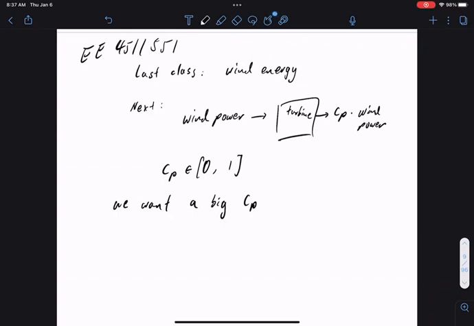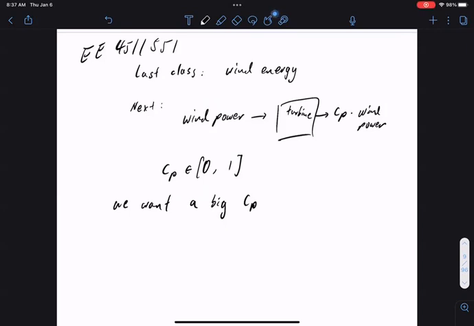So we want a big CP most of the time, but sometimes we also want a small coefficient of performance. When we don't want to generate power, we want to reduce the coefficient of performance. So let's see how that can be done as well. That's where we're trying to get to.